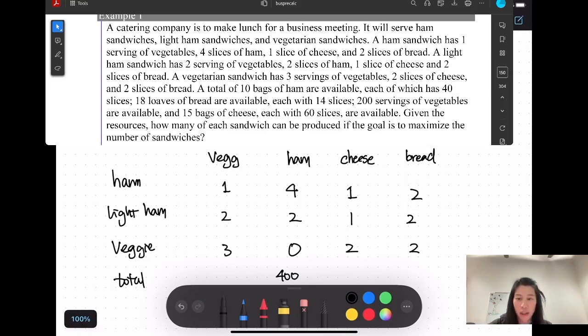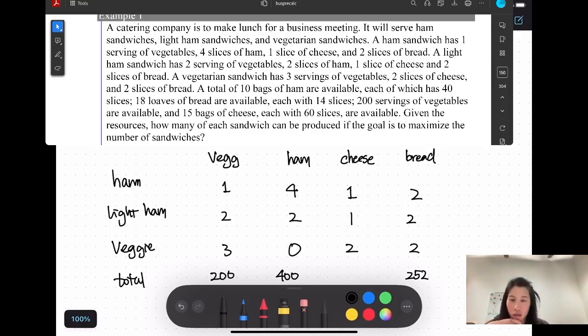Okay, so the next one is 18 loaves of bread are available, and each one contains 14 slices. So we want 18 times 14 for the total number of bread. Let me use a calculator to calculate that. We have 18 times 14. Totally is 252. Let me write this. Alright, so for vegetable, a total of 200 servings are available.